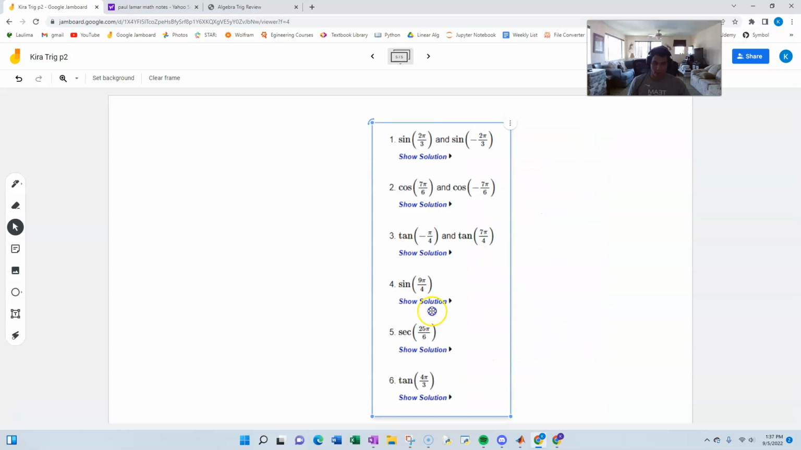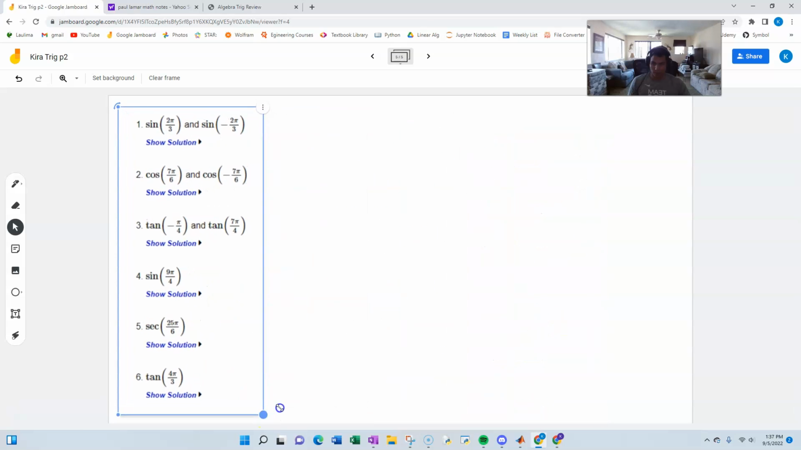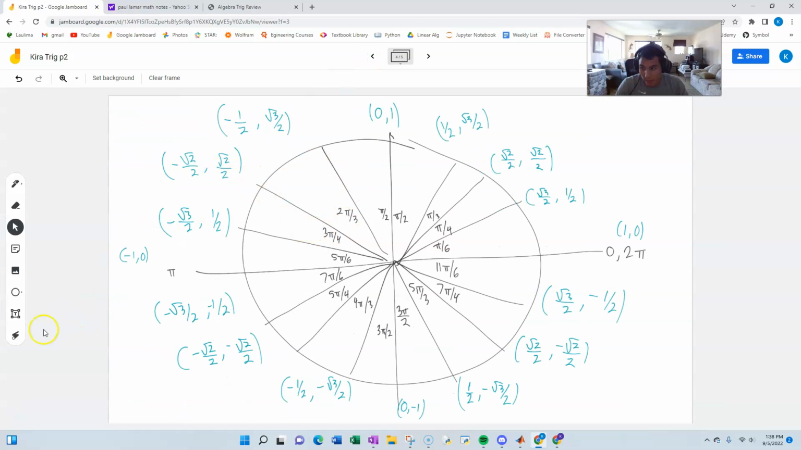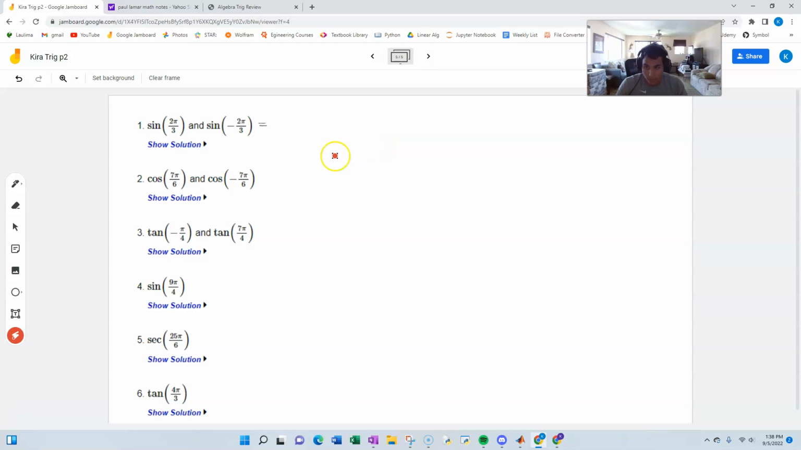Let's enlarge this guy. And we could always flip back to the unit circle. Okay, sine 2 pi over 3. Let's go back a second. This guy right here. The sine corresponds to this. So, square root 3 over 2.